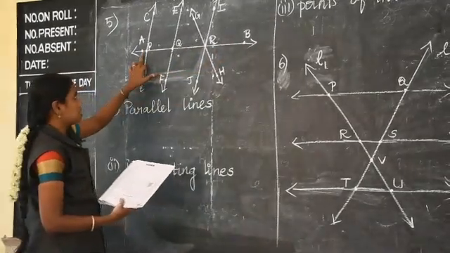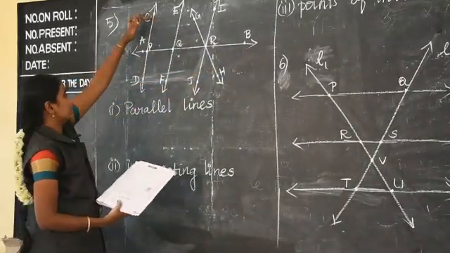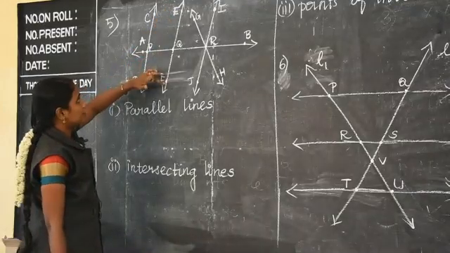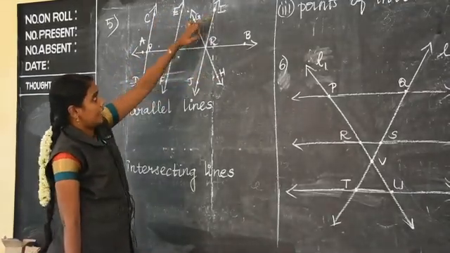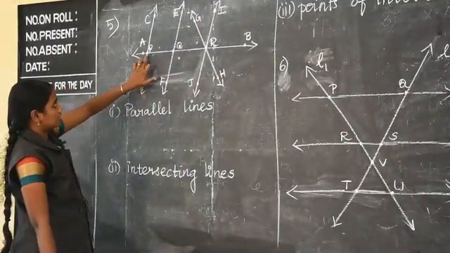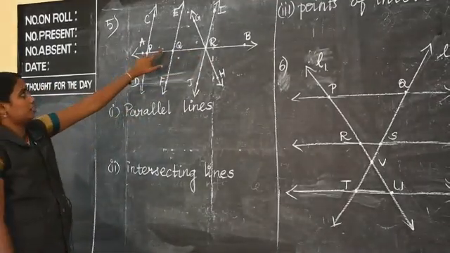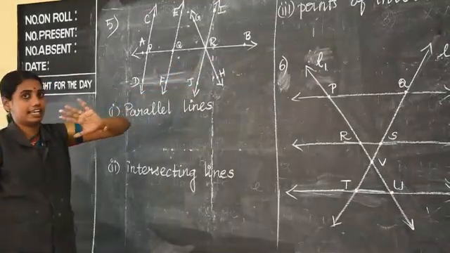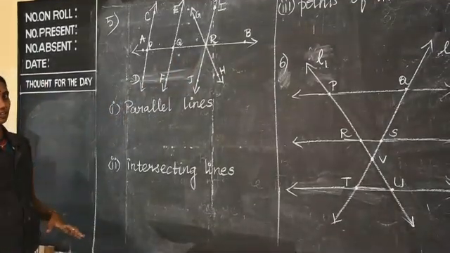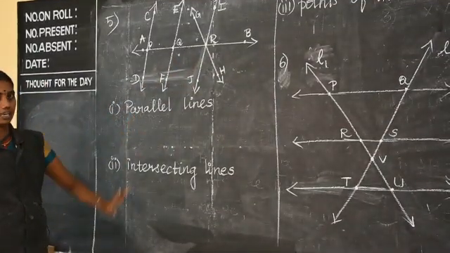This is AB. Here CD, EF, GH, I, J. Then see here P, Q, R. Totally 1, 2, 3, 4, 5 lines are there. So now we are going to find out the parallel lines.